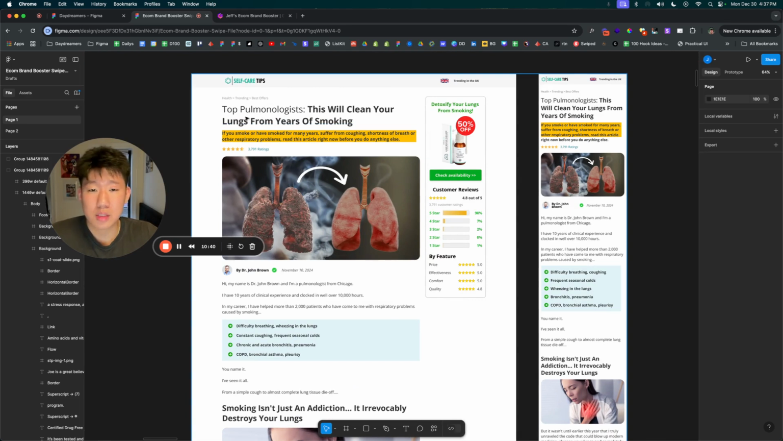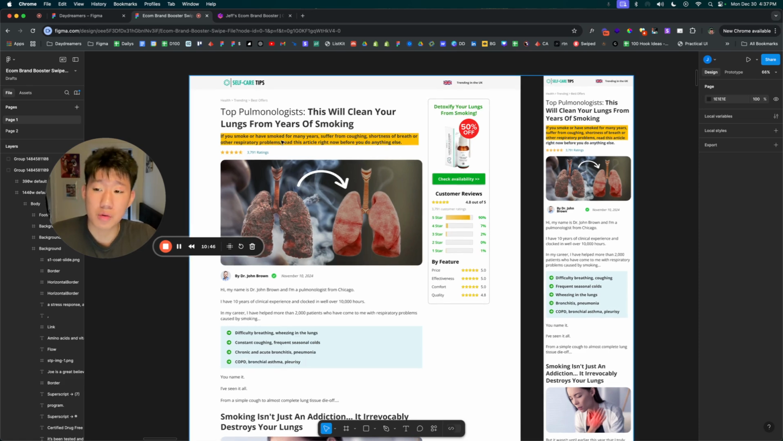Top lung doctors, pulmonologists, right? This will clean your lungs from years of smoking. This is a really great headline, right? If you smoked or have smoked for years, you want to read this article before you do anything else, right? We're creating that urgency.